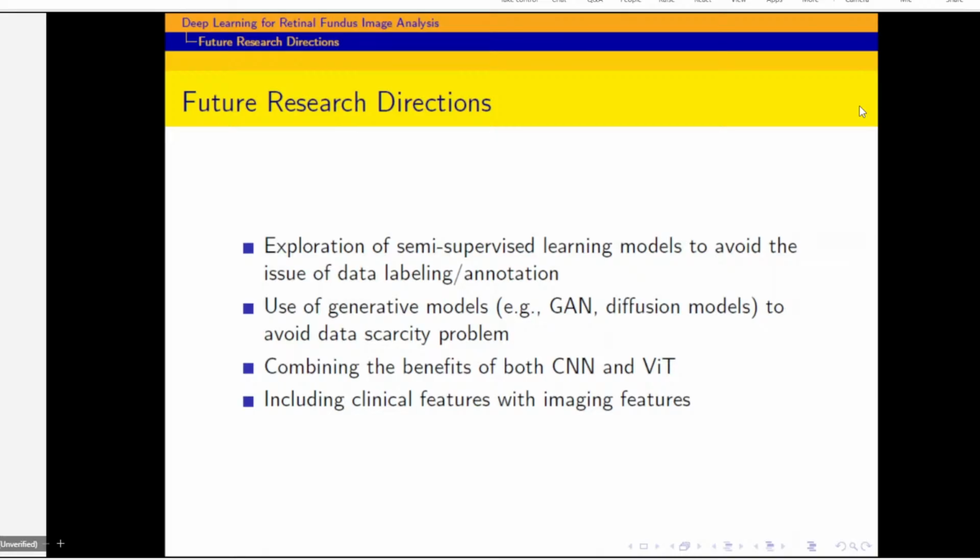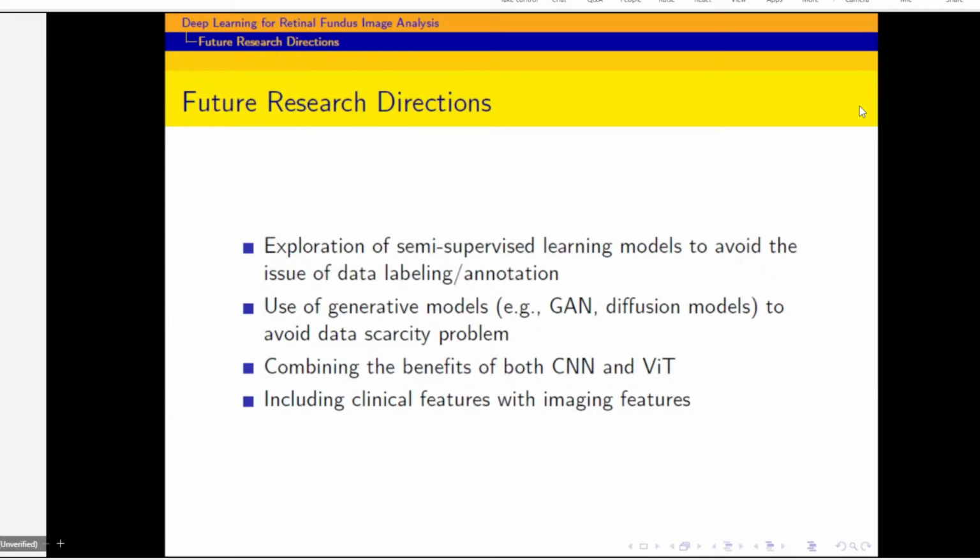And as I mentioned already, we also have to follow some of the cutting edge learning paradigms like semi-supervised learning and self-supervised learning. Maybe other speakers have already mentioned them and their benefits as well, to avoid the problem of data annotation and labeling, which is very, very difficult.